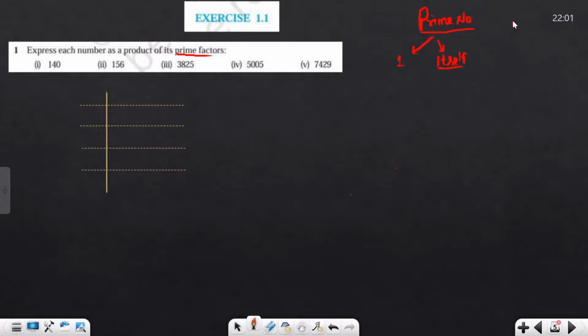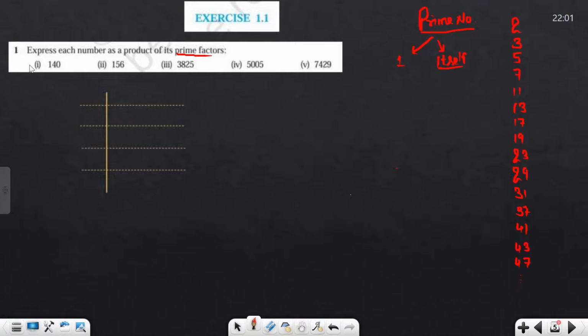Okay, prime numbers start from 2, 3, 5, 7, 11, 13, 17, 19, 23, 29, 31, 37, 41, 43, 47, and so on, like this. These are all prime numbers. Prime factor means every number is a product of prime numbers. So I hope everyone understands.